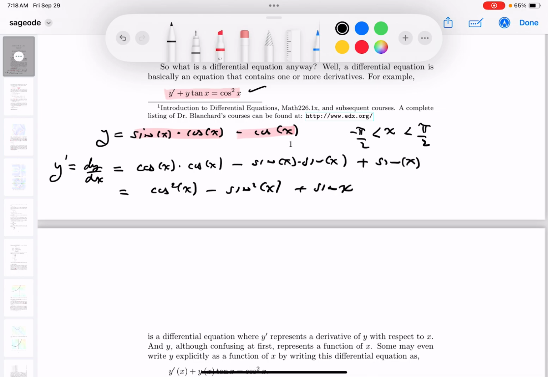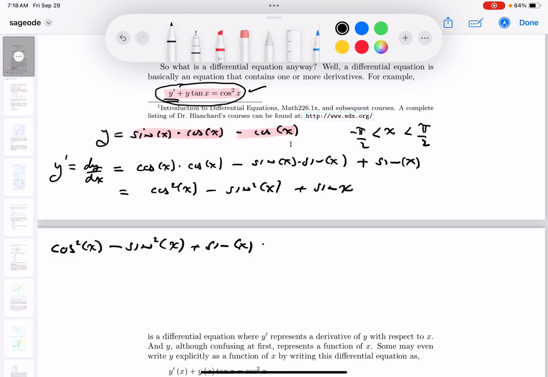All right, what do you do now? Well, they said it's a solution to the problem, so you're going to plug it in. All right, what do you plug it into? Into the differential equation, and we're going to check it now. All right, so what do you get? Y prime, let's write this over here. It's going to be cosine squared minus sine squared x plus sine x. So I just did this business over here.